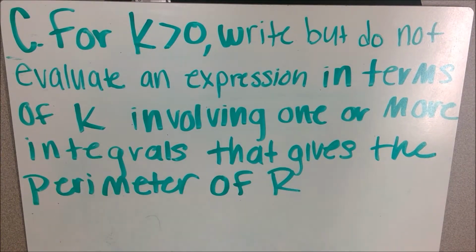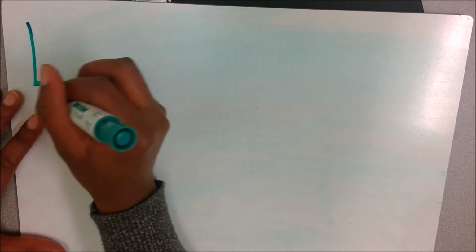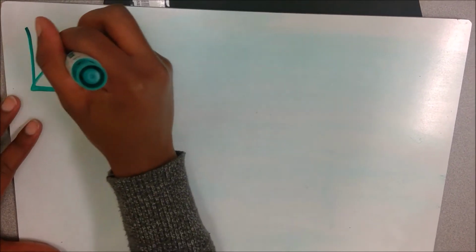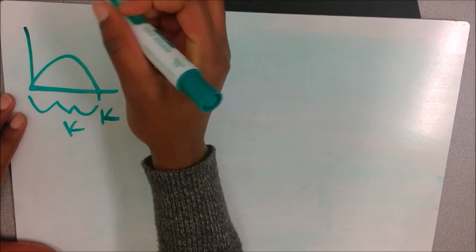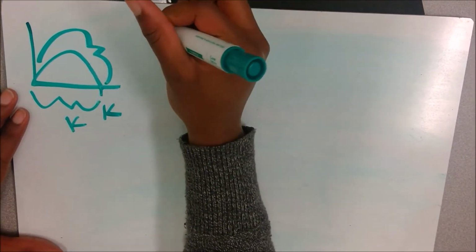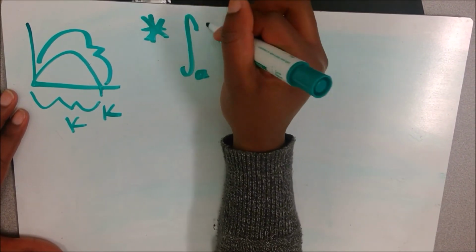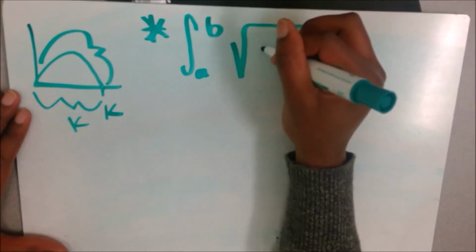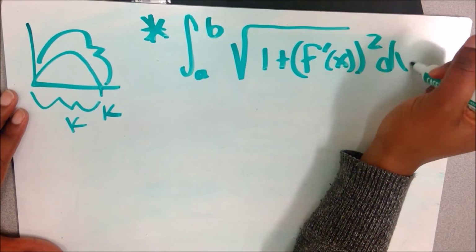For part C, it says for k greater than 0, write but do not evaluate an expression in terms of k involving one or more integrals that gives the perimeter of R. So if we draw the picture again for a visual, we know it's from 0 to some point k. We know that this part would just be k, and this right here would be arc length. The formula for arc length is the integral from a to b of the square root of 1 plus the derivative squared, dx.